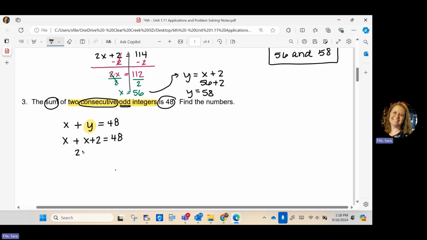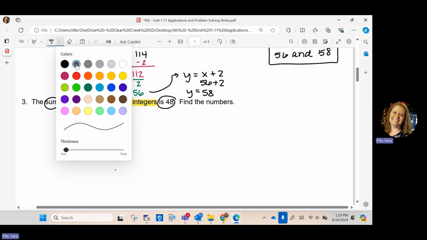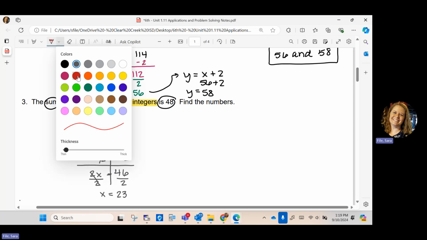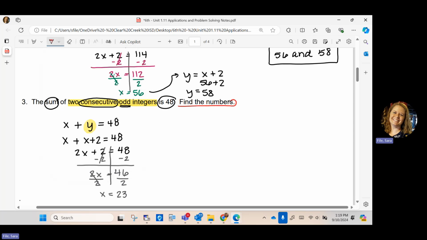So when I combine like terms, I have 2x plus 2 equals 48. And then I'm ready to solve by moving terms across the equation. So I'm going to subtract 2 to move my constant. That leaves me with 2x equals 46. And then divide by 2 to move the coefficient, which leaves me with x is 23. Again, I'm not done when I get to that because I'm looking for two numbers, plural. So 23 is one of them, but we still have to go back and say, okay, well, we said that y was 2 more than x.